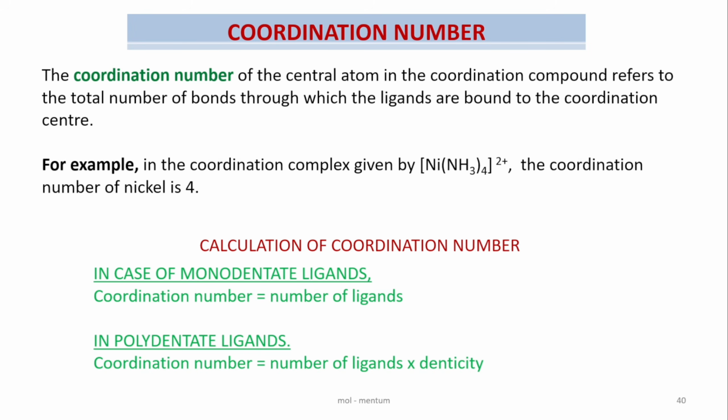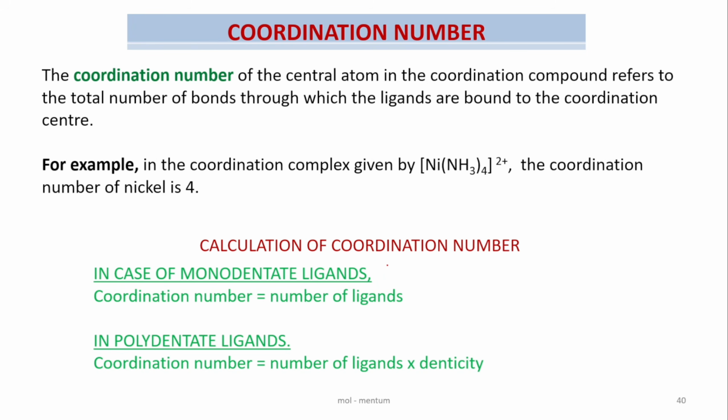Then we have coordination number. Coordination number is the number of bonds a central metal has with the ligands. Like in this case, Ni(NH3)4, this 4 is the coordination number. Like we have in K4[Fe(CN)6], this number is 6, so the coordination number will be 6. It is the number of bonds a ligand has with the metal.